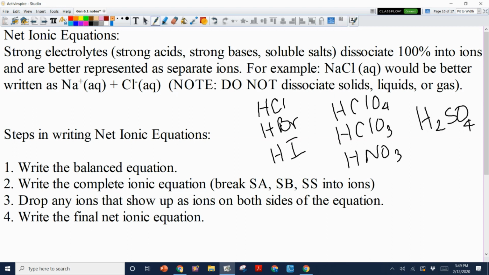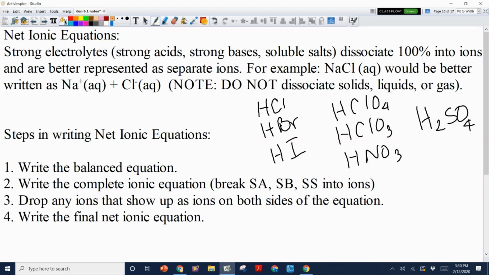Okay, so those are all considered strong acids, and when you have these acids in a solution, they will dissociate 100%. That means they'll break apart. All other acids, not on this list, are considered weak acids. So make sure you have that list. This isn't given to you anywhere, so you need to memorize that.